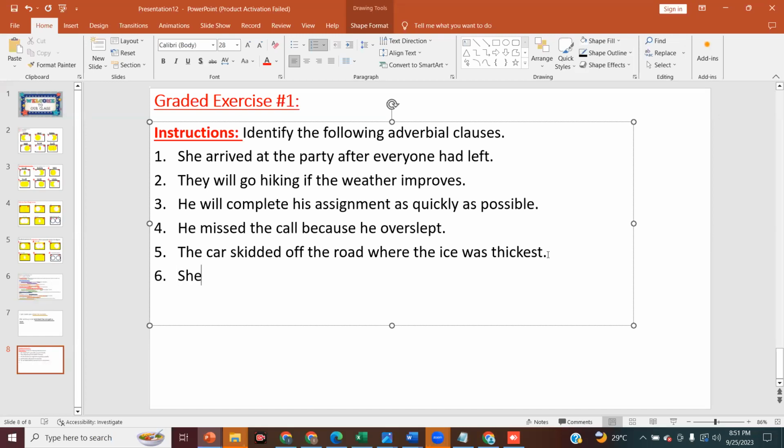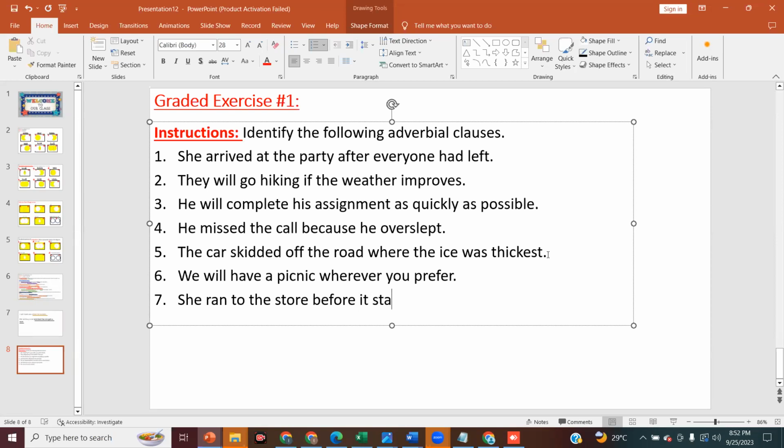Number 6, she studied. Sorry, we will have a picnic wherever you prefer. And she ran to the store before it started raining.